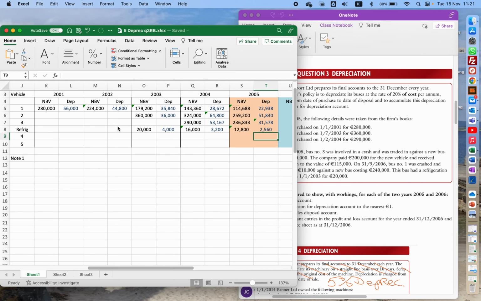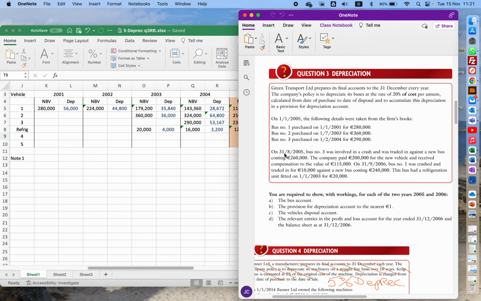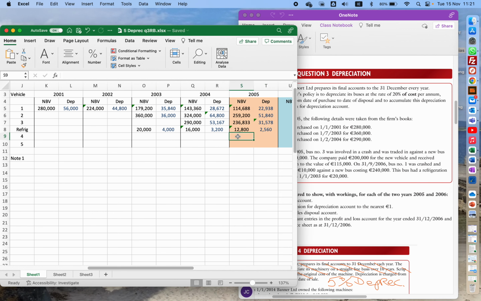And then I bought a new vehicle. So 31st, okay, a new bus costing 260 grand was bought on the 30th of the 8th. So that's vehicle 4. So 260 grand is what it cost. The depreciation is going to be that times 20% times, and I got it on 31st of the 8th, so that'll be 4/12.